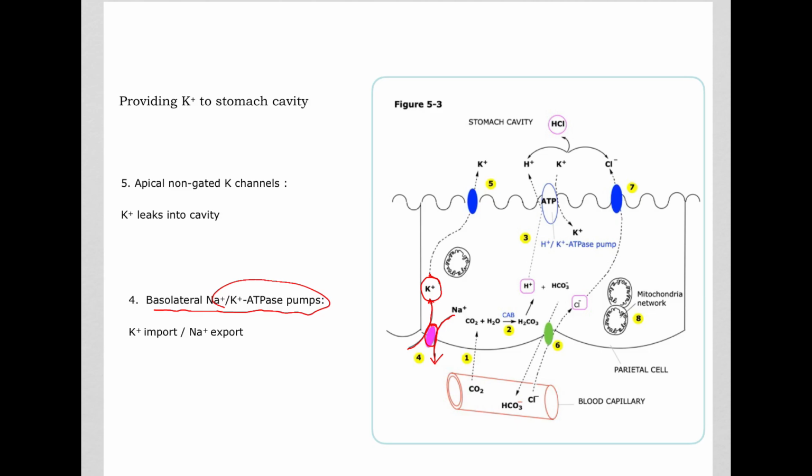Now this potassium in the cytoplasm is then sent out into the stomach cavity, and this happens through apical non-gated potassium channels. These channels are open, and this potassium basically leaks out of this channel and enters the stomach cavity, and this potassium can then be used by these pumps here that pump the protons out.